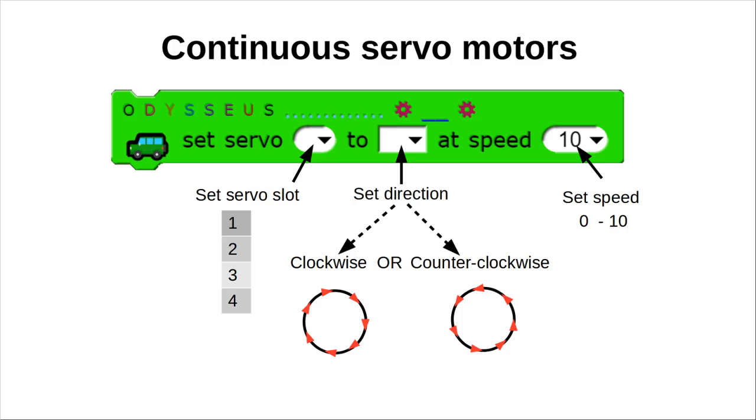Continuous servo motors are a good choice for spinning the wheels of a car. Using the specialized ODI instructions, we can set the spin direction and speed of servo motors plugged in any of the 4 servo slots. In particular, the spin direction can be set either clockwise or counterclockwise, and the speed can be set from 0, which means that the servo is stopped, to 10, which is the maximum speed.